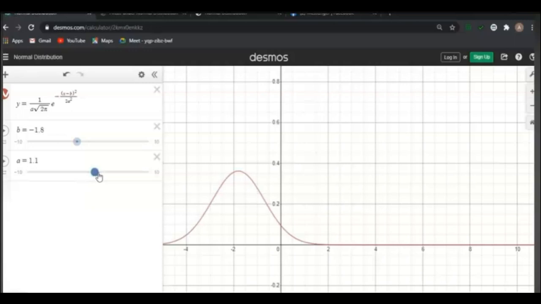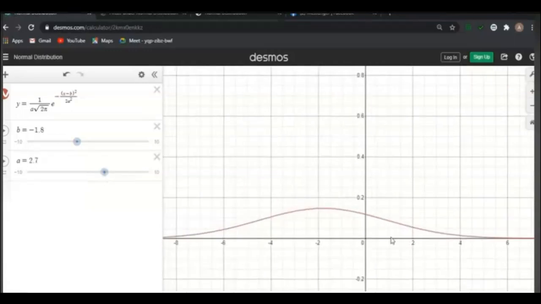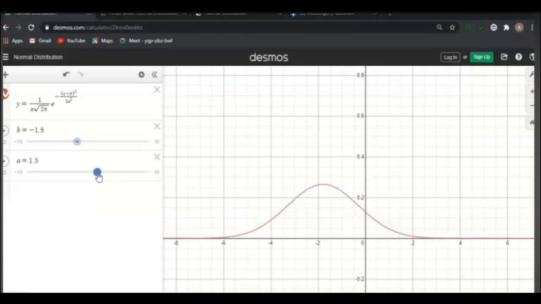Now let's go to the standard deviation. A higher standard deviation means the width of the curve is wider. So the standard deviation determines the size of your normal curve. With a bigger value of the standard deviation, we can see that the normal curve becomes wider. And if we have a lower standard deviation, we'll see that the normal curve becomes narrower at the center.